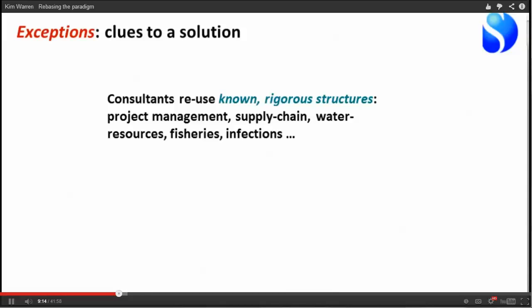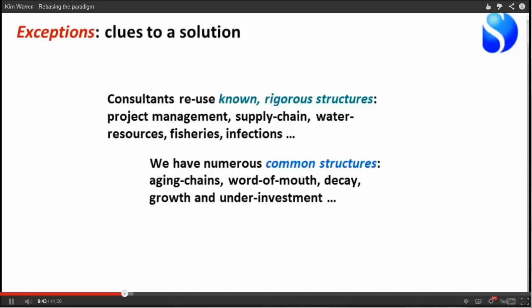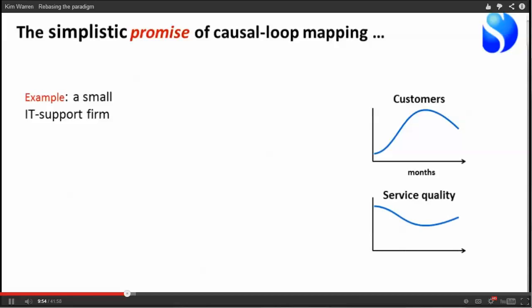He says, here is a standard structure for how a human resource system actually works. What we are going to do is figure out how it has to be adapted to your situation. It won't be exactly the same. You can't just drop exactly the same model on every situation, but you start with templates. And we've got templates in project management, supply chain, water resources, fisheries, infections, all kinds of things in our field. We know what the template looks like. And we've got many, many common structures that come up again and again in the models that we use. Aging chains, word of mouth, growth under investment, and so on. There's lots of these. So what's going wrong here?